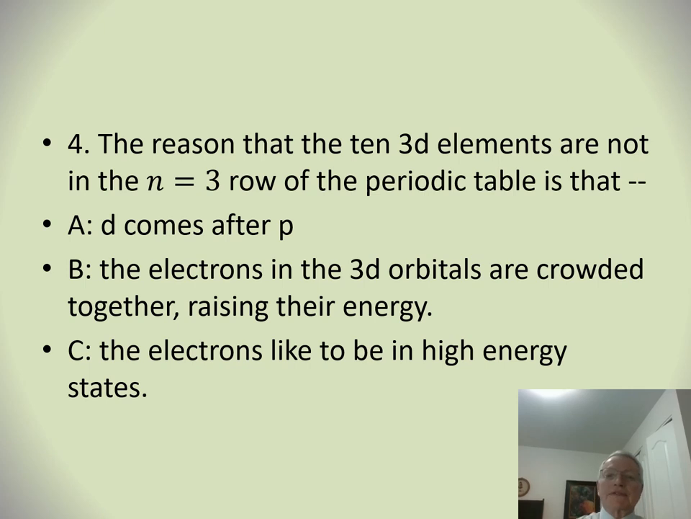Number four, the reason that the 10 3D elements are not in the n equal 3 row of the periodic table is that... It's B. The electrons in the 3D orbitals are crowded together. It raises their energy and pushes them up into the next row.